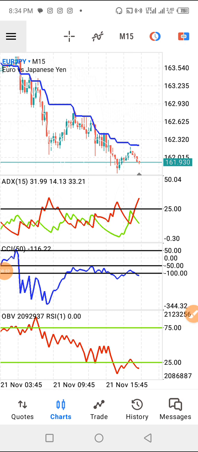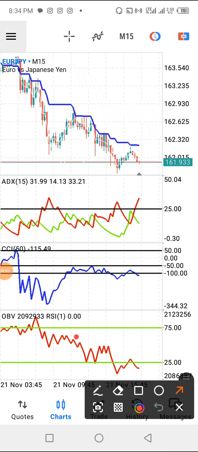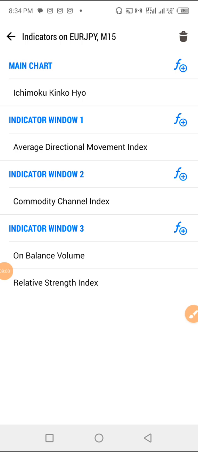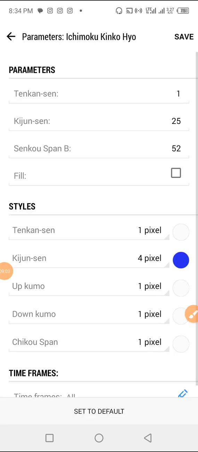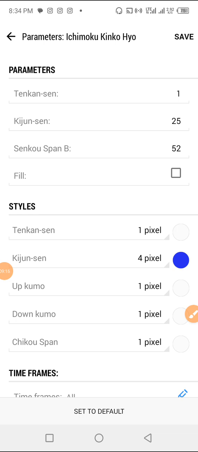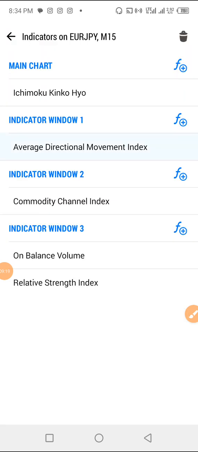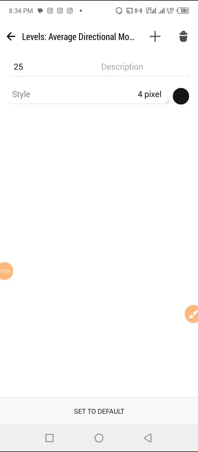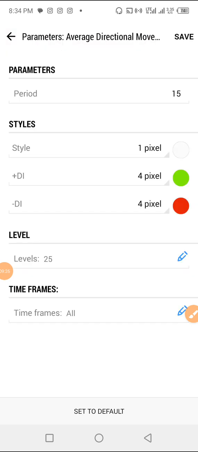Now let me show you the settings before we call it a day. So you click on this icon. When you click on that icon, it's going to take you to your indicator window. Now the Ichimoku, we don't need the Tenkan-sen, it's only the Kijun-sen 25. Then every other one under the style will be white, or your background color. If you're using black, let it be black. Only your Kijun-sen will be 4 pixel and any color of your choice. Then your ADX period should be 15, but we are using level 25. Is that clear? Period 15, level 25. We are only focusing on that level.